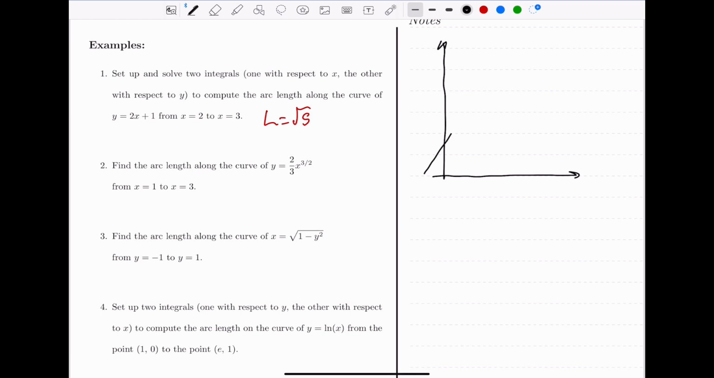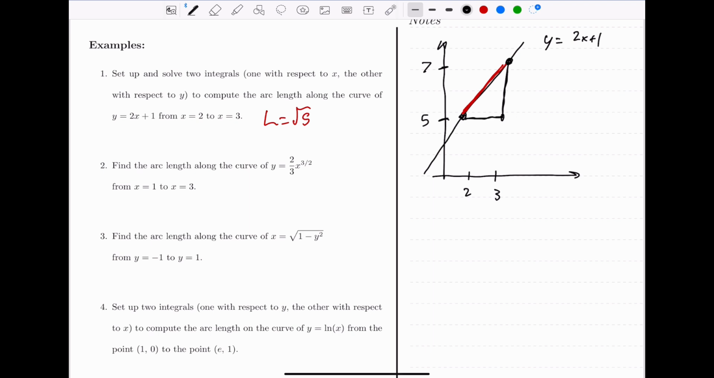So it would look something like this. Here's the graph y equals 2x plus 1. And we're going from x equals 2 to x equals 3. We found that the y values of these points are 5 and 7. And we're finding this length along the curve. Now this is just a straight line, and we can imagine creating a triangle here, just like this.